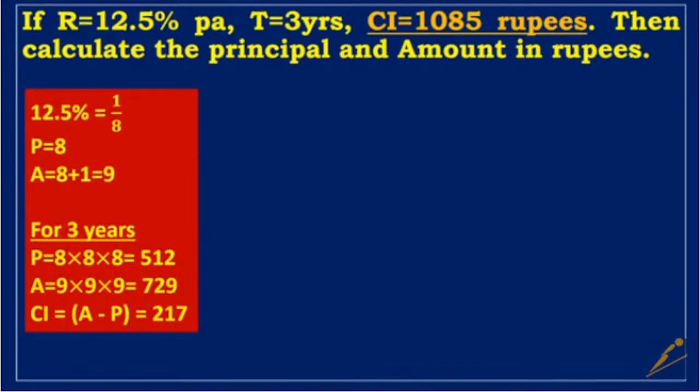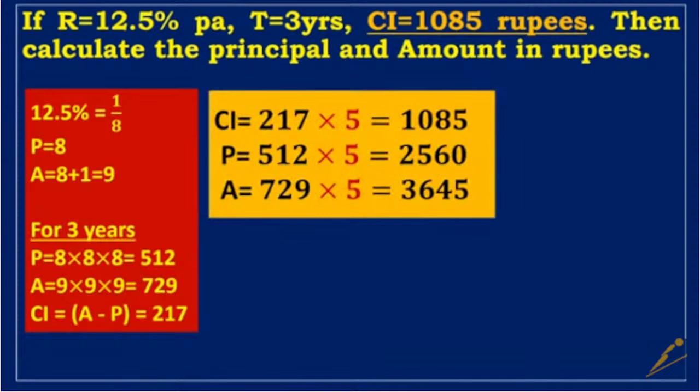The principal for 3 years is 8 cube, which equals 512. The amount for 3 years is 9 cube, or 729. The compound interest is calculated by subtracting the principal from the amount, which is 217. We must determine how many times compound interest 217 equals 1085. The answer is 5 times. When we multiply 5 by 512, we get the required principal, which is 2560. Similarly, multiplying 5 by 729 gives us the required amount of 3645.